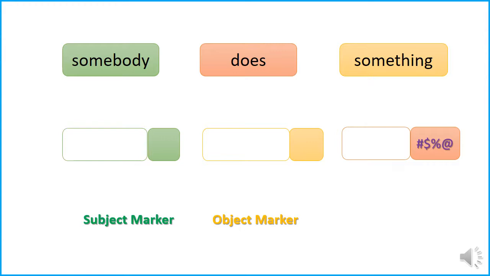Because of those particles, in Korean sentence, the word order can be switched around. We can still tell which one is the subject, which one is object. So in Korean sentence, the word order is not as important as in English sentence. We usually put verb at the end.